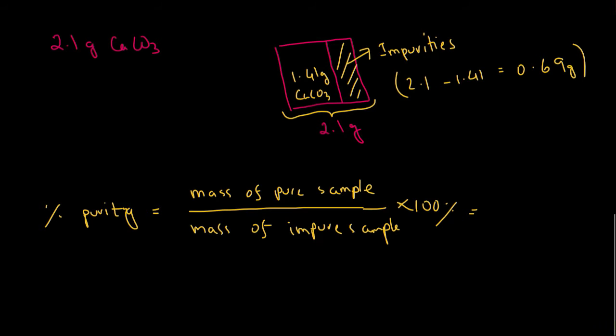So now if we do this, the pure sample was just 1.41 grams, and this is the whole of it. This is the whole sample, impure, the whole sample. So that is 2.1 grams times 100%. So if you do the math, this is 67.1% pure.